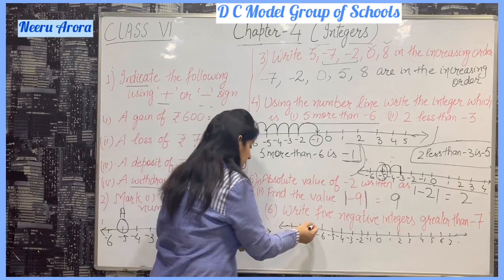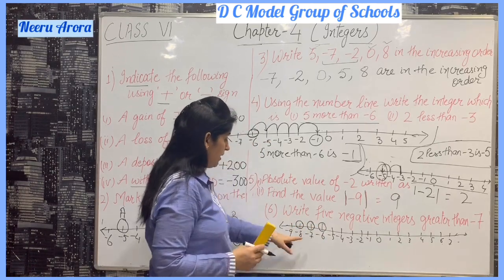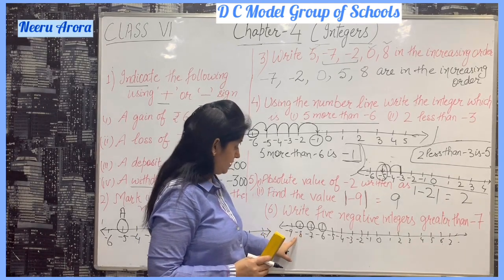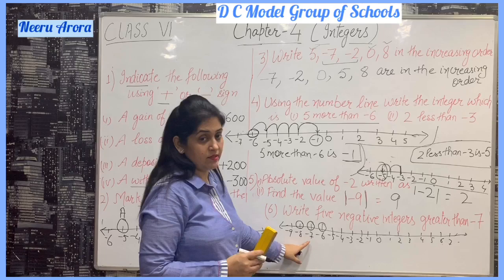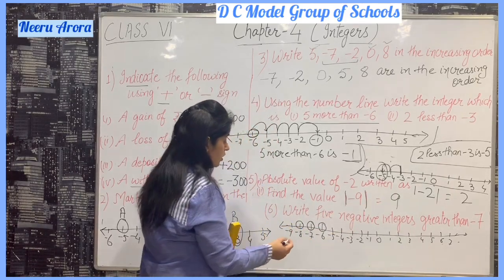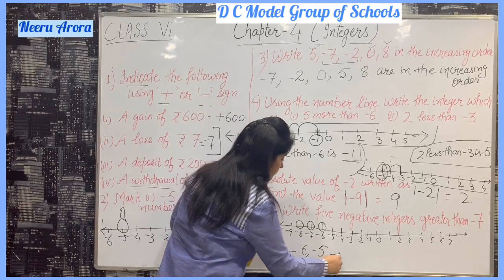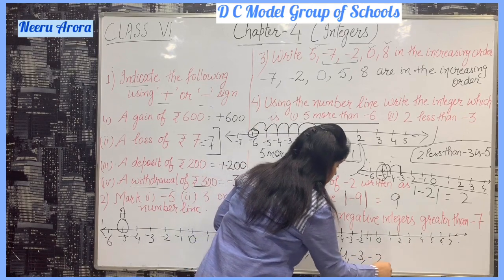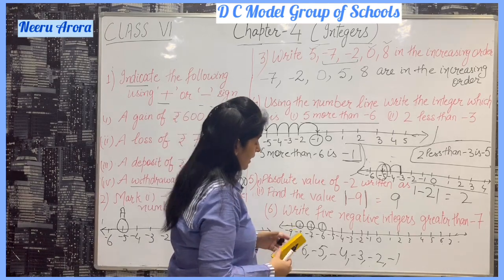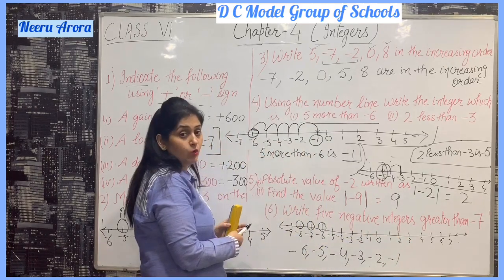So tell me, minus 7 or minus 8, we have these integers. Is minus 8 greater than minus 7? No. Minus 8 is less than minus 7. So which will be the greater integers than minus 7? Minus 6, minus 5, minus 4, minus 3, minus 2, minus 1, the values on the right hand side. So on the number line, on the right side of this number, all numbers are greater. On the left side, it is smaller numbers.